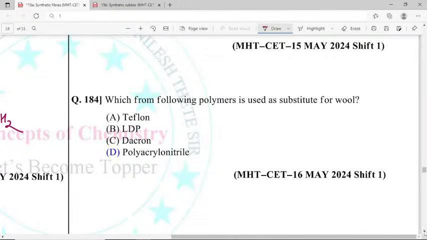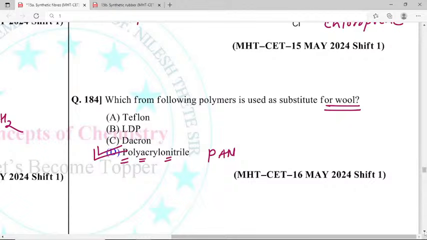Which from the following polymers is used as a substitute for wool? The same question was asked in that also. PAN. So PAN stands for polyacrylonitrile.